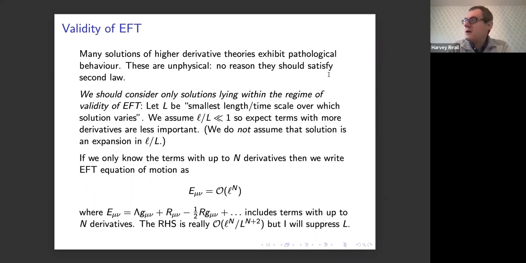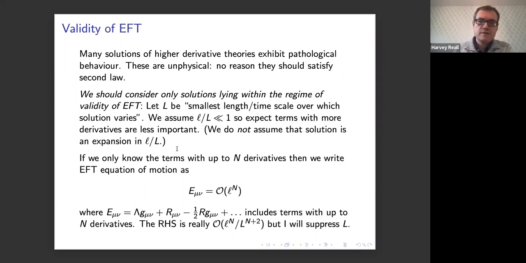And so one new thing in our approach is that rather than trying to prove a second law that holds for all possible solutions of this theory, we're going to restrict the scope and only try to prove a second law for solutions which lie within the regime of validity of effective field theory.